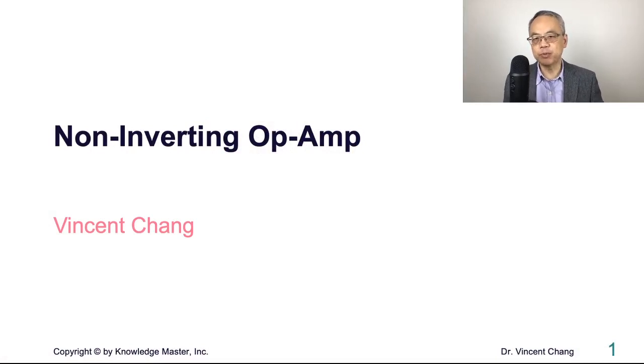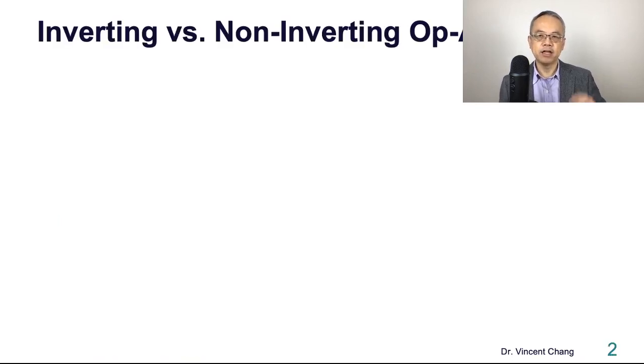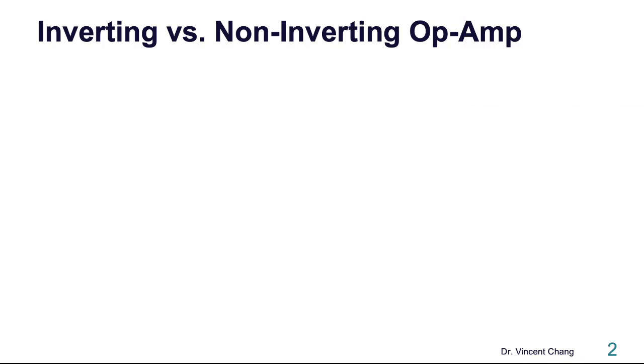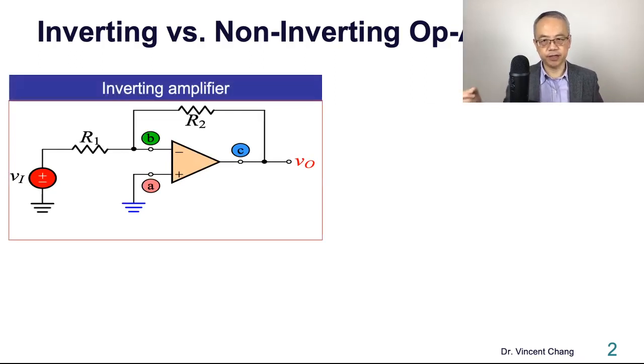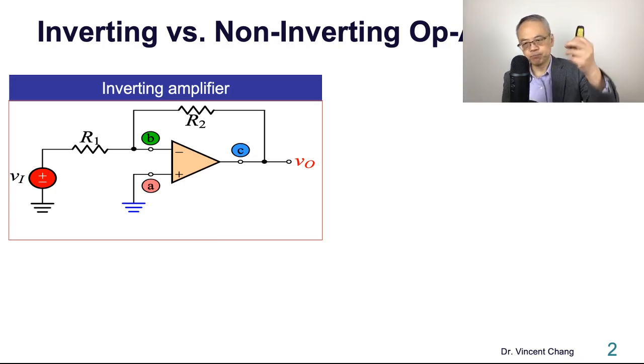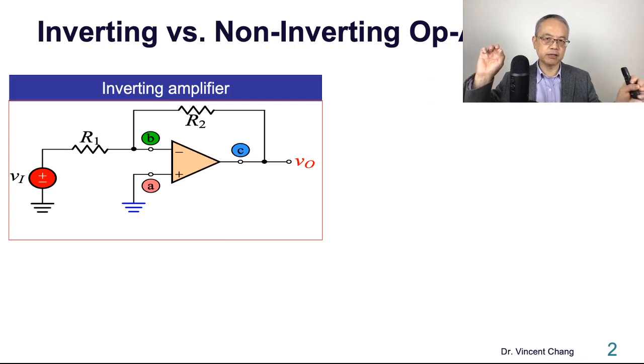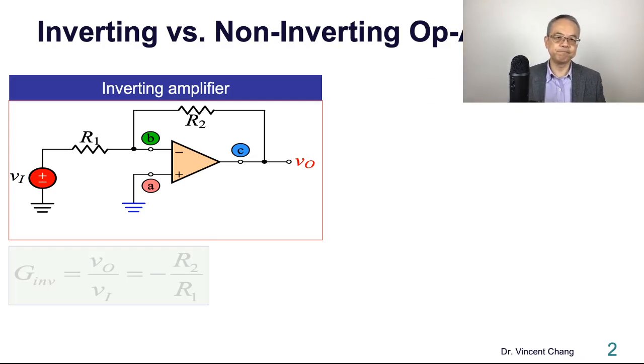Non-inverting operational amplifier circuit. Inverting versus non-inverting operational amplifier circuit. On the left-hand side, it's the inverting amplifier. In the inverting amplifier, the input signal Vi goes into the inverting terminal of the op-amp, and the feedback is connected between the output terminal and the inverting input.